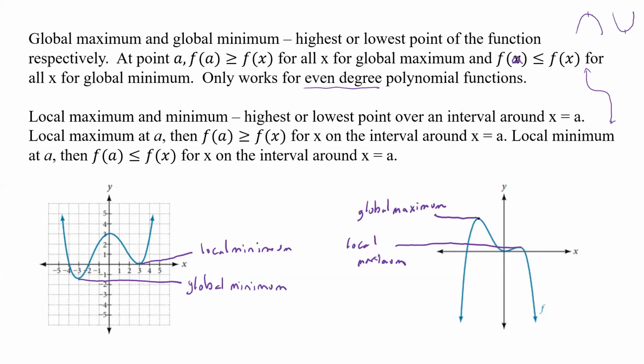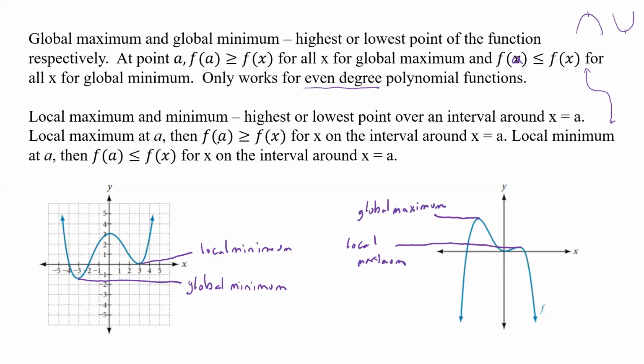This would be like a global maximum. And over here, this would be a global minimum. So no matter how many ups and downs we have here, there's going to be one that's going to be the very lowest one, and that's going to be your global minimum. Or in this case, the very highest one will be your global maximum.